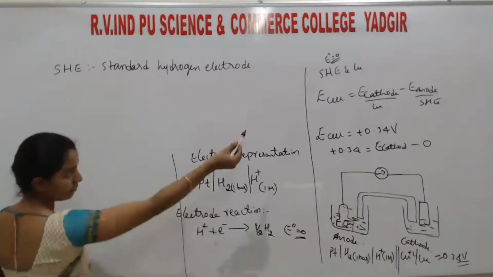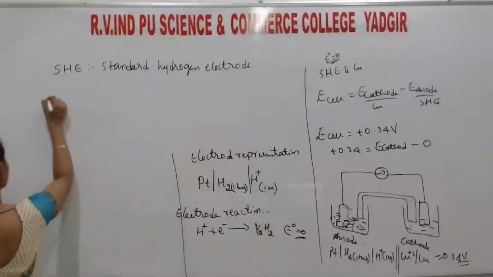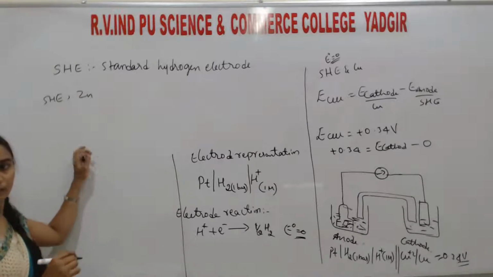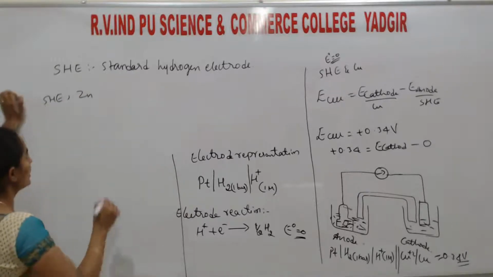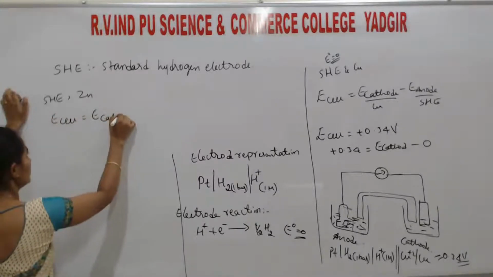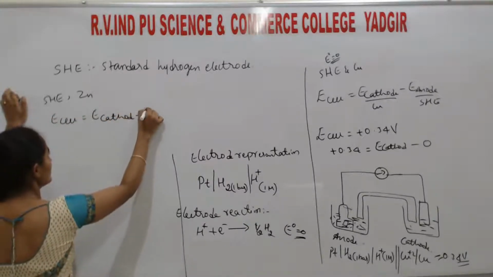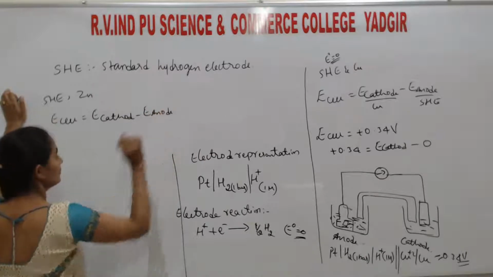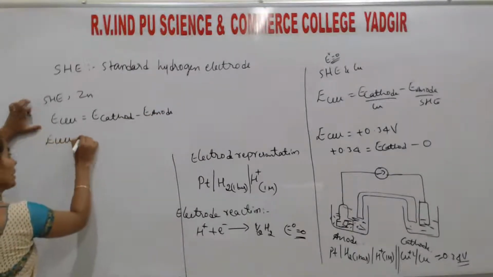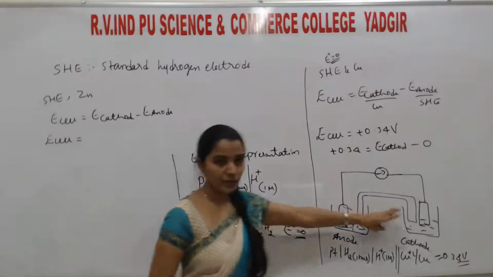If you take SHE and zinc in this place, now calculate the EMF. So E cell is equal to E cathode minus E anode. Okay. So then E cell becomes, after calculation, I told you the same setup will be arranged.